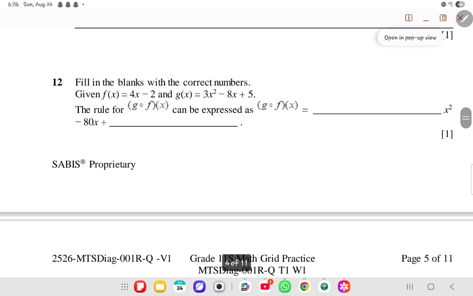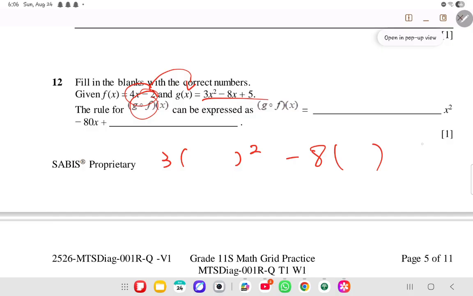Here again, we'll need to not use the calculator. The rule for g round f. What does it mean? It means you will substitute the value of f(x) in the value of g(x). So anytime you see an x in g(x), you will substitute it by a bracket. So 3 squared minus 8 plus 5. Now, in the brackets, you'll put 4x minus 2.